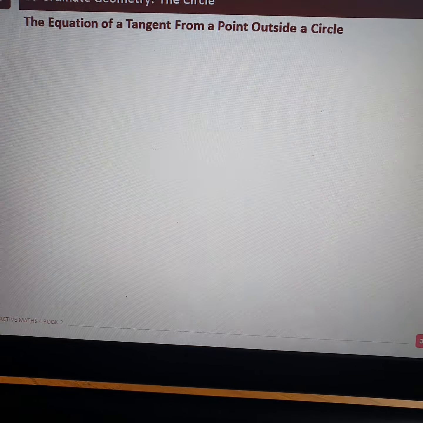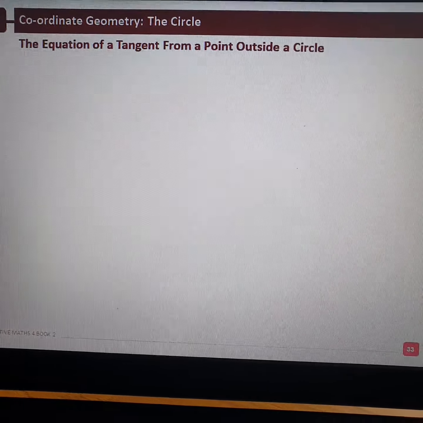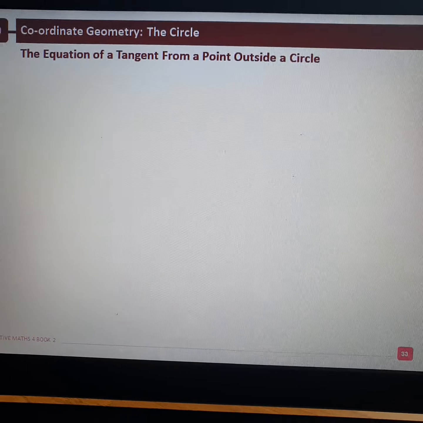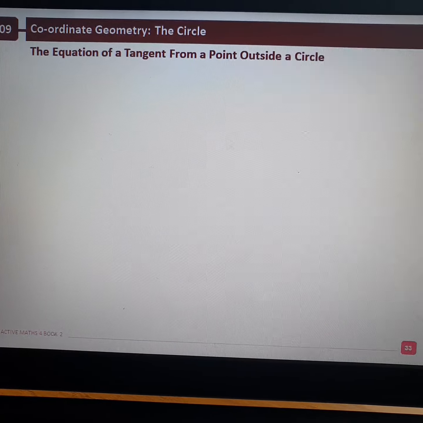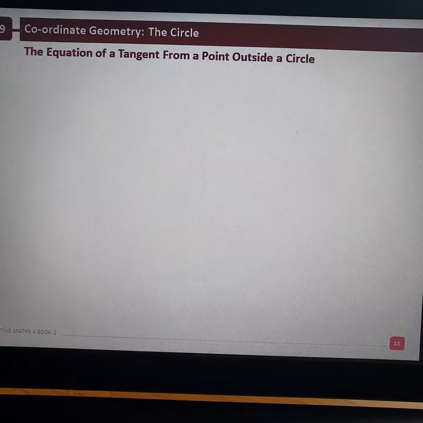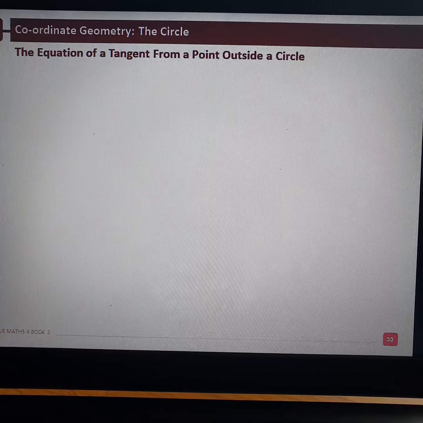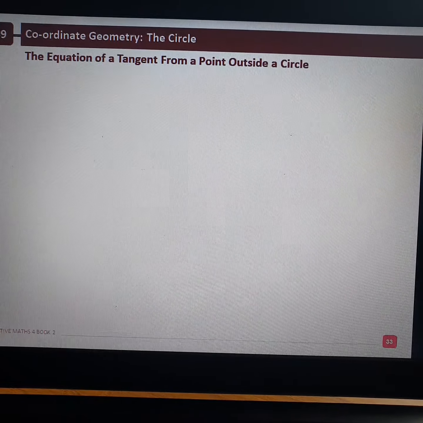Hi girls, so this would be lesson 5 on coordinate geometry of the circle. Now there's a lot involved in this section, so I'm going to leave you a few days to work through this and get back to you maybe Thursday.